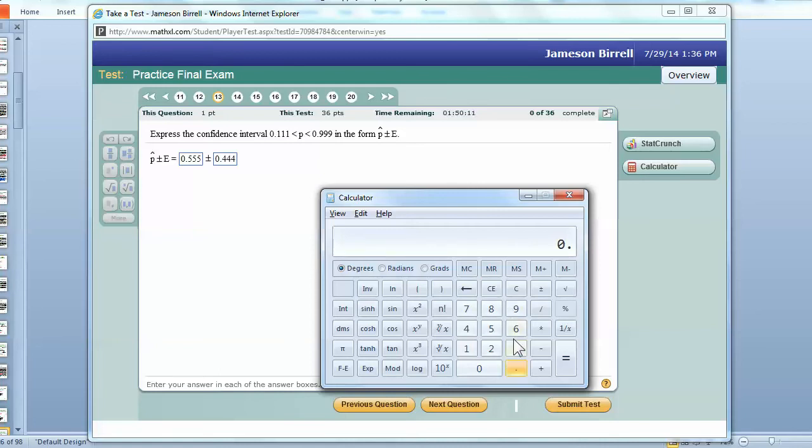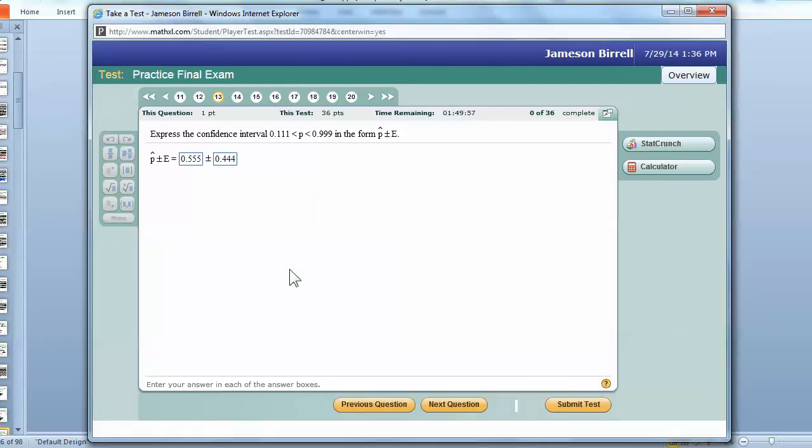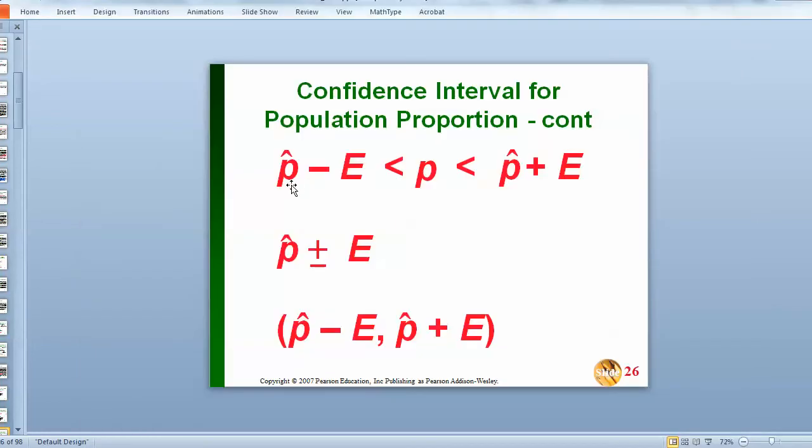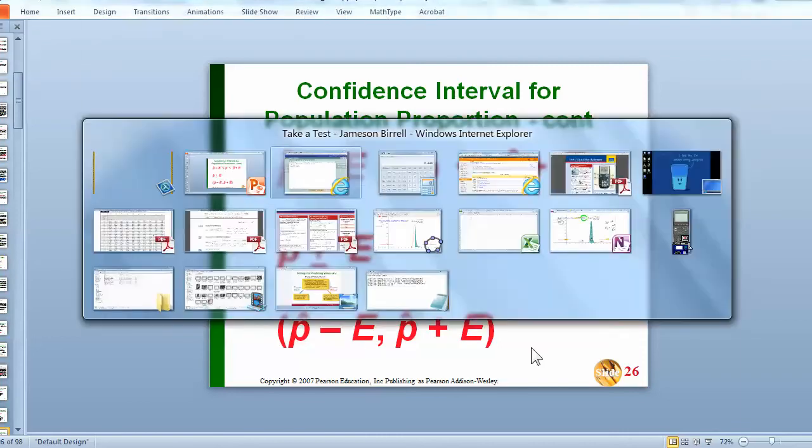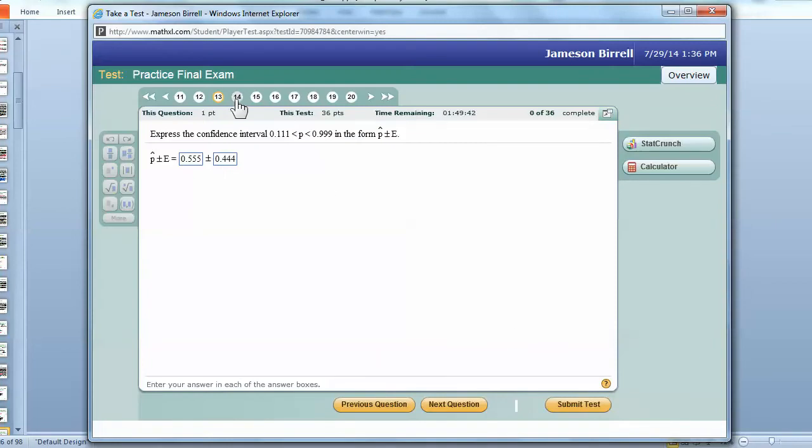So if I would have done 0.999 and subtracted 0.555, you'll see that I would have had that same error, but it would have been technically determined by subtracting on the other side. So that's just a change of format there. You can write a confidence interval like this, you can write a confidence interval like this, or you can write a confidence interval using our interval notation from algebra. If you took algebra with me, you definitely saw that. You should have seen it in your other classes too.